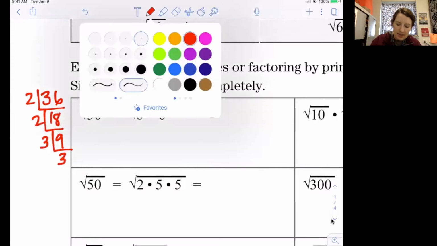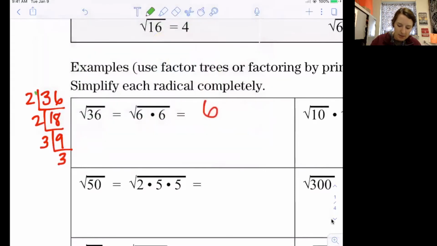So then we're going to see what kind of pairs we can make. So I see a pair of 2s and a pair of 3s. So I take one number from each of those pairs and multiply it out to get my answer. So 2 times 3 gives me an answer of 6, which is what we know the square root is.